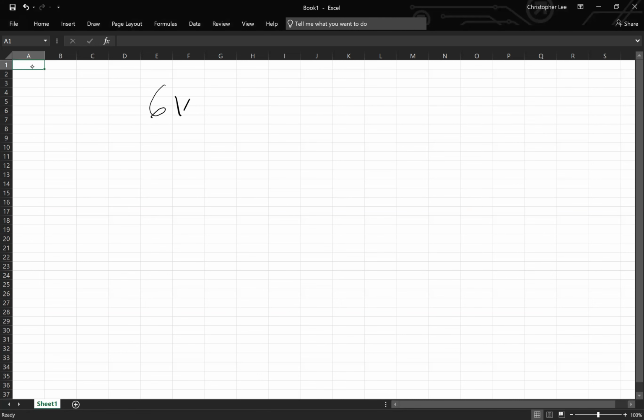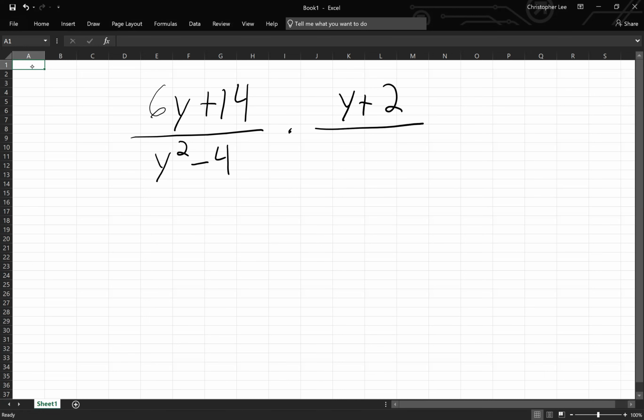All right, so 6y plus 14 over y squared minus 4, times y plus 2 over 3y squared plus 7y. All right, so what we want to do here, right? This is multiplying the rational expressions. I want to factor each one of these, the top and the bottom. Hold on one second, projector acting up.